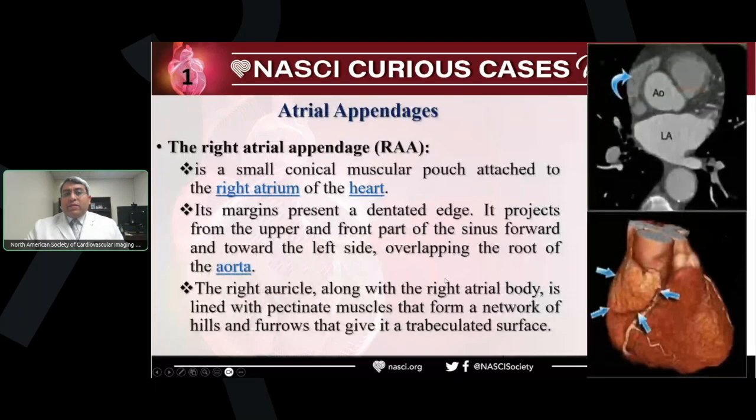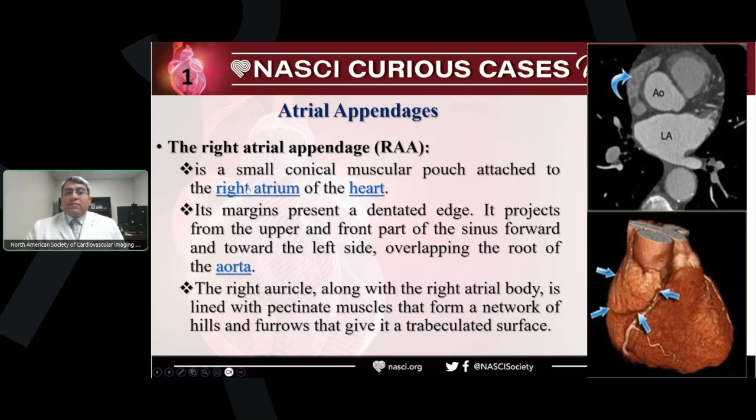Atrial appendages are generally important structures when you evaluate the heart, not only because of their shape, but also because they can have thrombi hidden in them. They can have abnormal shape, and they are important in the evaluation for closure devices, especially on the left side. The shape of the atrial appendage, left and right, can help us in evaluation of congenital heart disease.